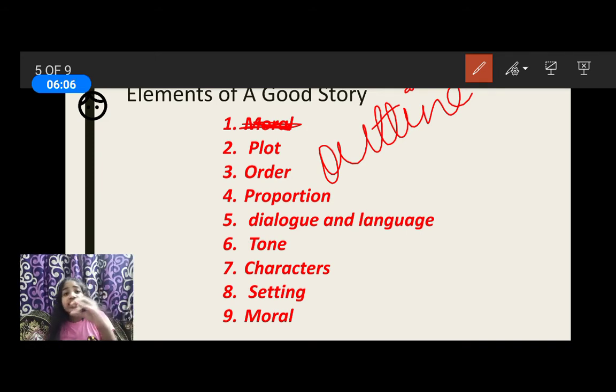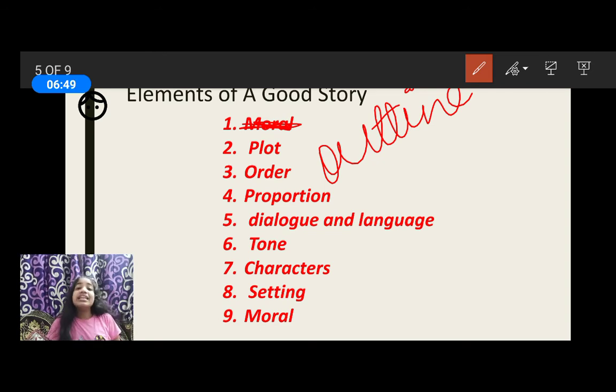You should have everything in proportion. If Ram is saying something in a great way, Sham should also say something in equal proportion. You have to use language and make dialogues in such a way that the listener can experience and imagine those things while you are telling the story. There should be no mistake in the language in a good story. You should have the tone, the characters, the setting of the story, and at last, the most important thing, the moral of the story.